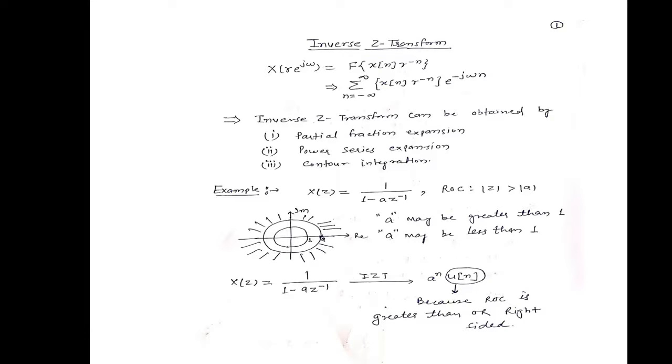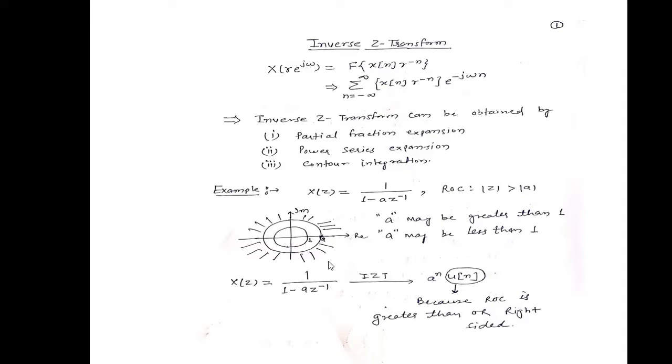First of all, we have the first example: X of z is equal to 1 upon 1 minus a z inverse, and the ROC is given as mod of z greater than mod of a. This means the signal is right sided and the ROC is the outer side of the particular circle. When a is greater than 1, we can see the ROC like this. So a may be greater than 1 and a may be less than 1.